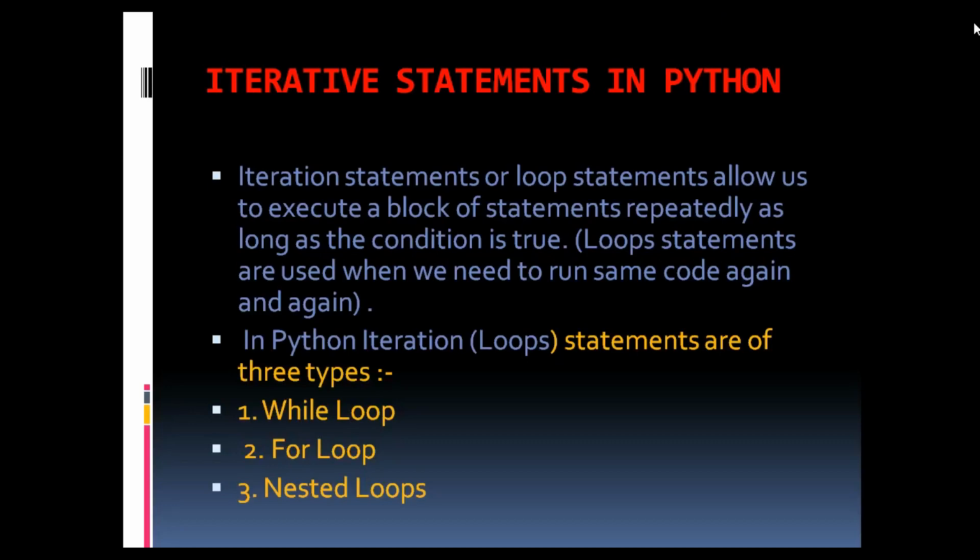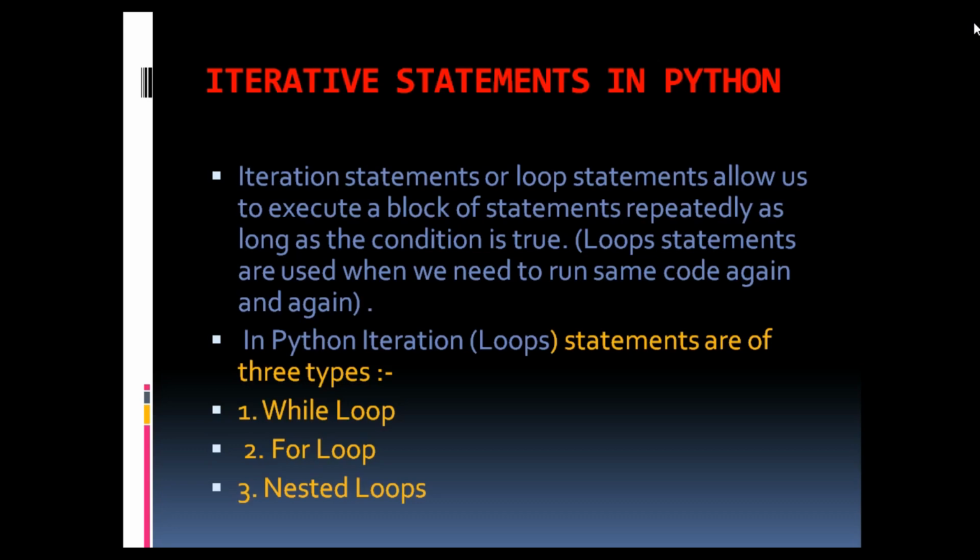Okay, so iterative statements, we can say these are loop statements. They allow us to execute a block of statements repeatedly as long as the condition is true. Loop statements are used when we need to run the same code again and again, each time with a different value. In this series we will learn three types of iterative statements in Python. First is the while loop, second is the for loop, and third is the nested loop.